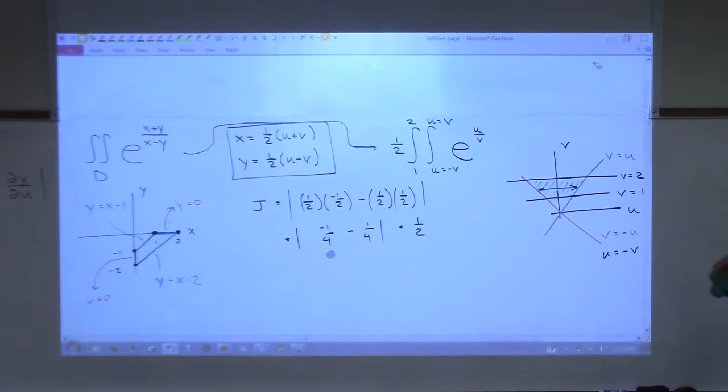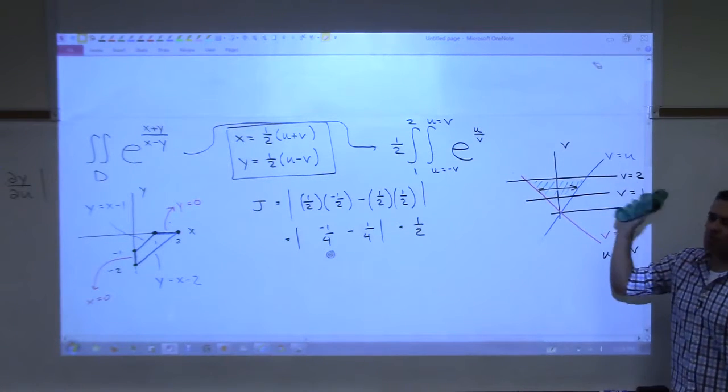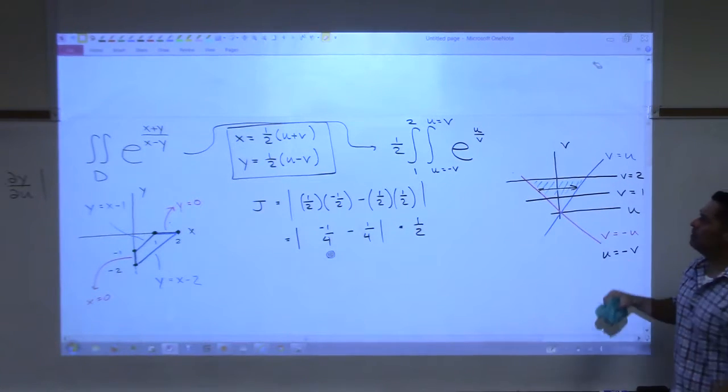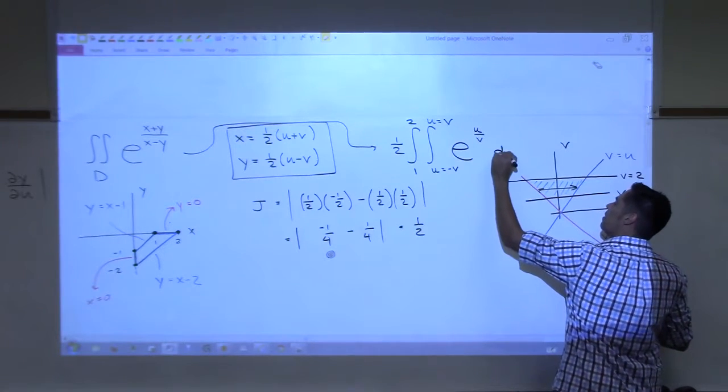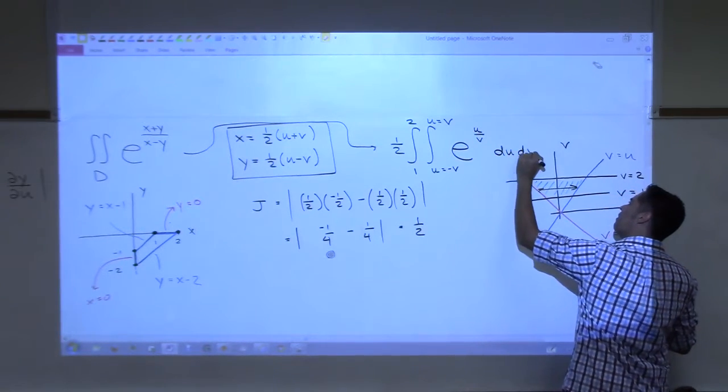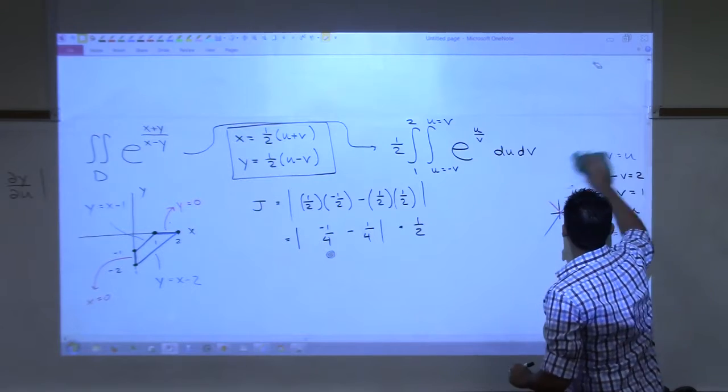Go back to our original substitution. Okay, I'm good. Continue. All right. So the Jacobian already came out. du dv. There it is.